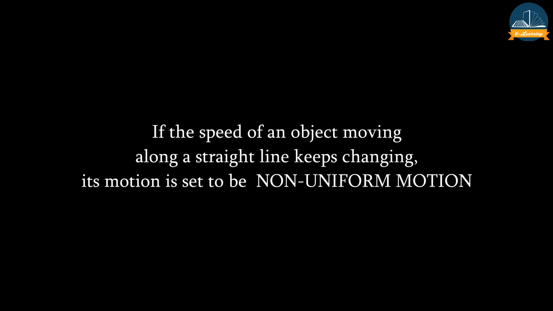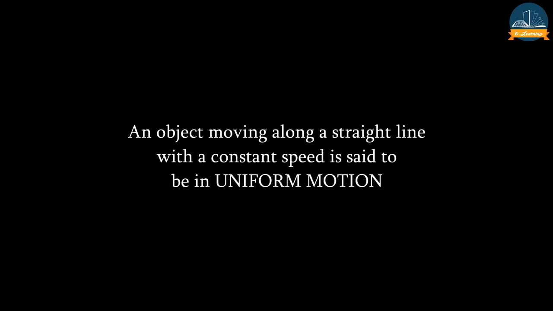If the speed of an object moving along a straight line keeps changing, its motion is said to be non-uniform motion. On the other hand, an object moving along a straight line with a constant speed is said to be in uniform motion. Now let us study about measurement of time.